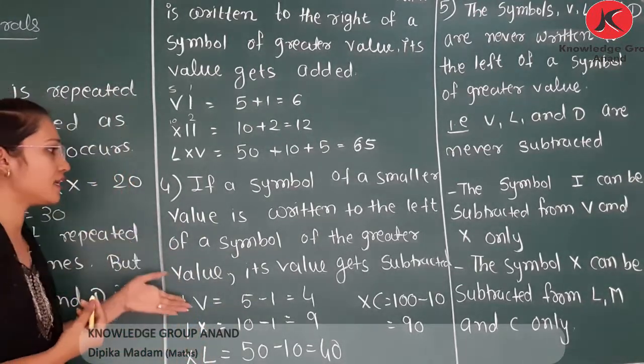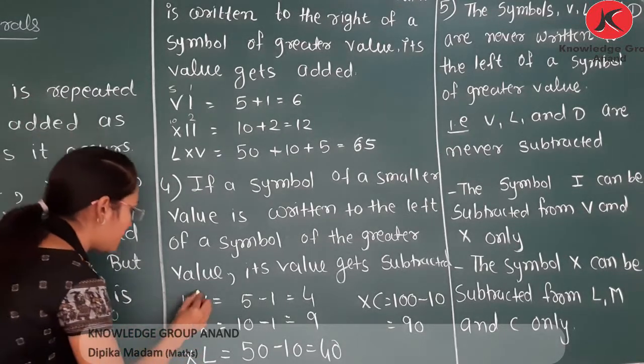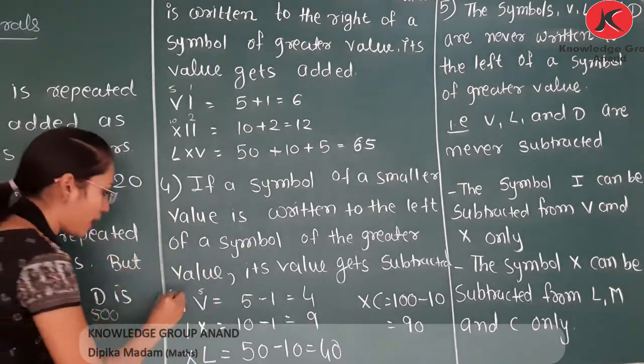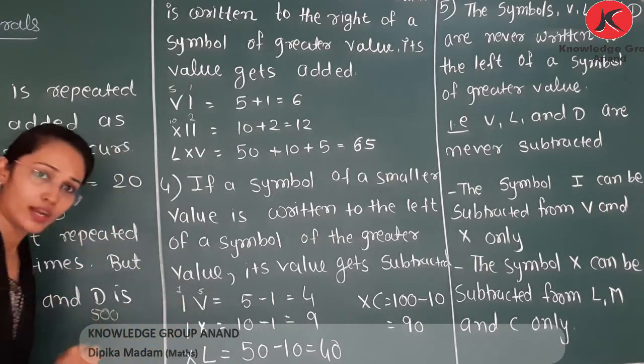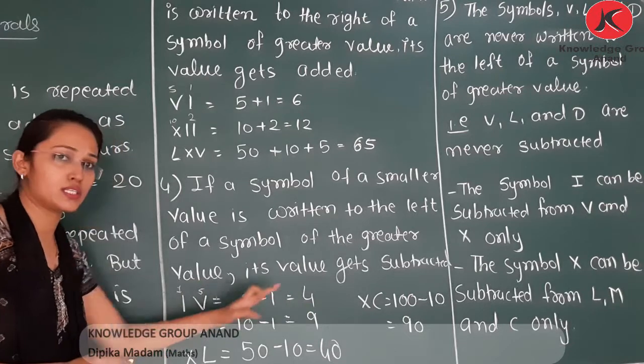Subtracted. We will understand this rule with one example. We can say V is 5 and I is 1. So it is written to the left. So 5 minus 1, 4. So this symbol represents 4.